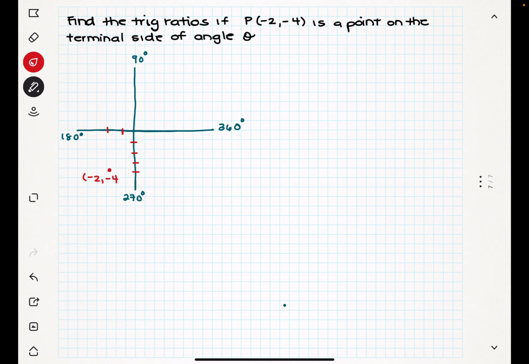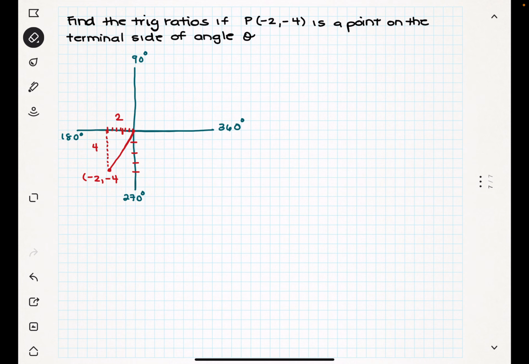And we have this angle formed right here. Okay, so what type of triangle are we going to have? We're going to have this triangle right here. And we know that the distance of x is going to be 2, and the distance of y is going to be 4. That is all that we need.